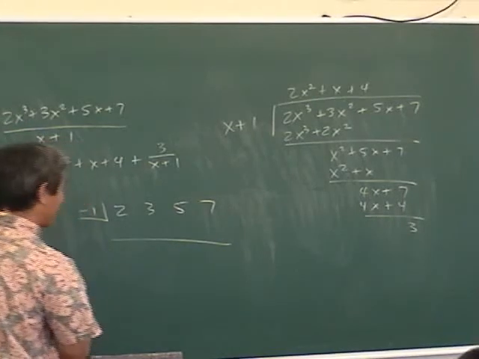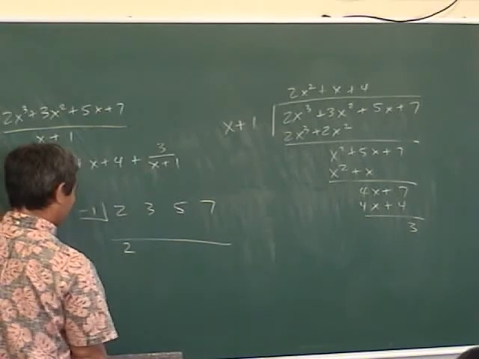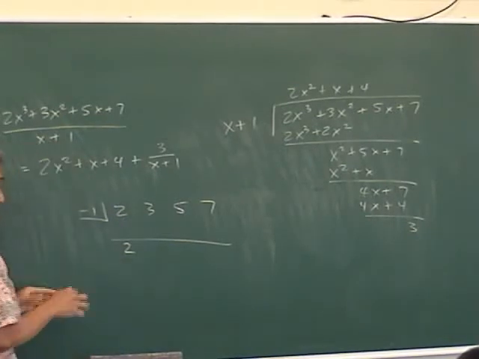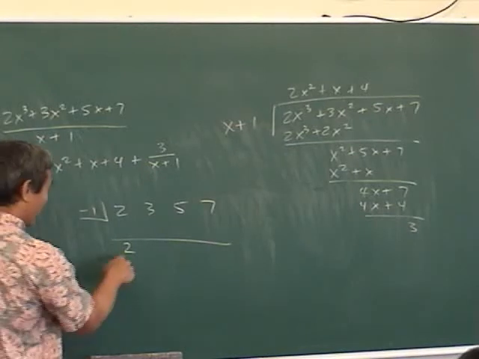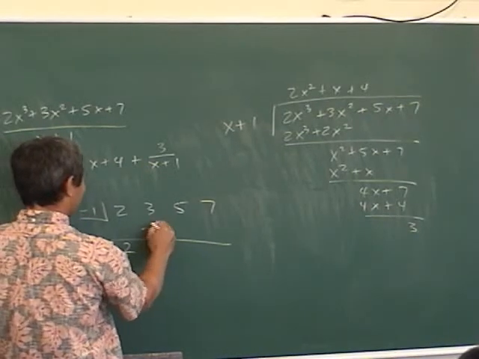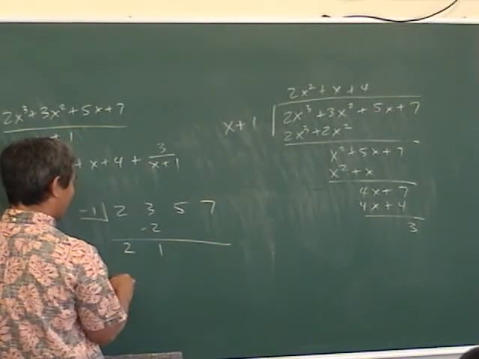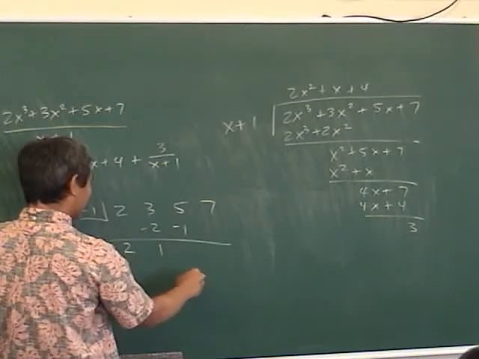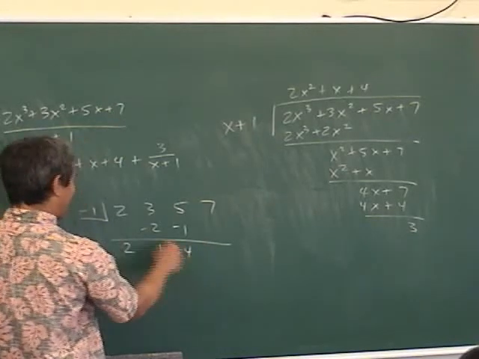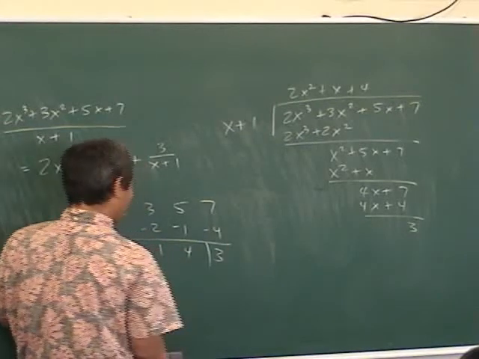Now this is how synthetic division works. You take the first number and you drop it down. All you have to do now is multiply and add, multiply and add. Multiply that times the number in the box. -2, add. Multiply that times the number in the box. Add. Multiply that times the number in the box. Add. Okay, there you go.